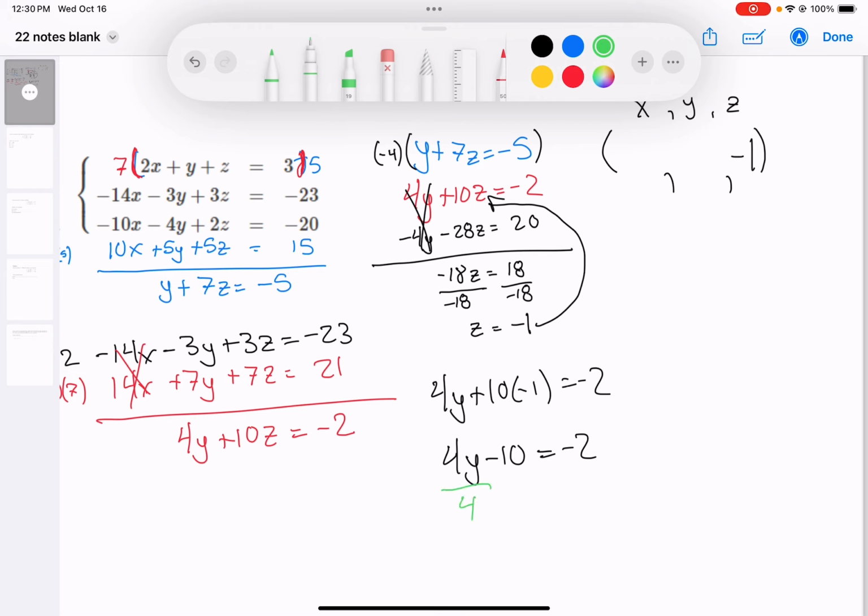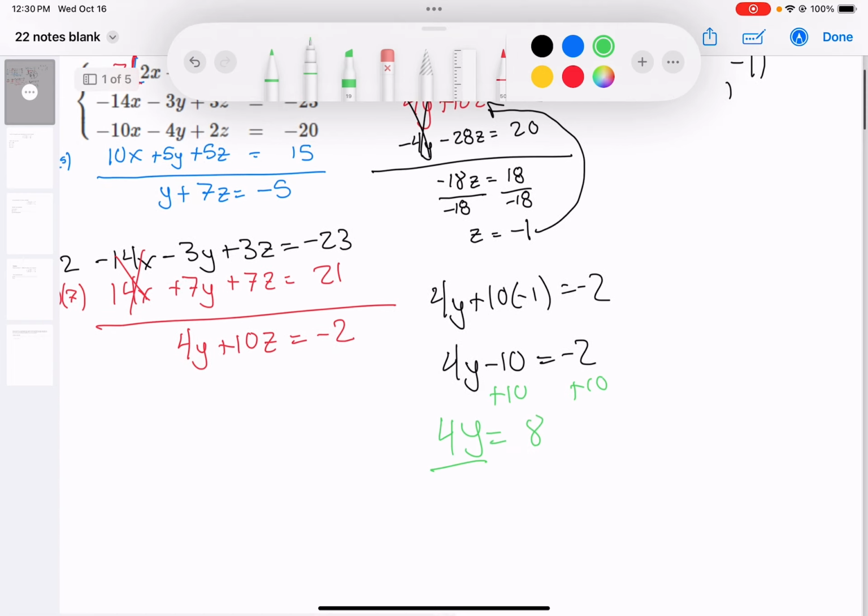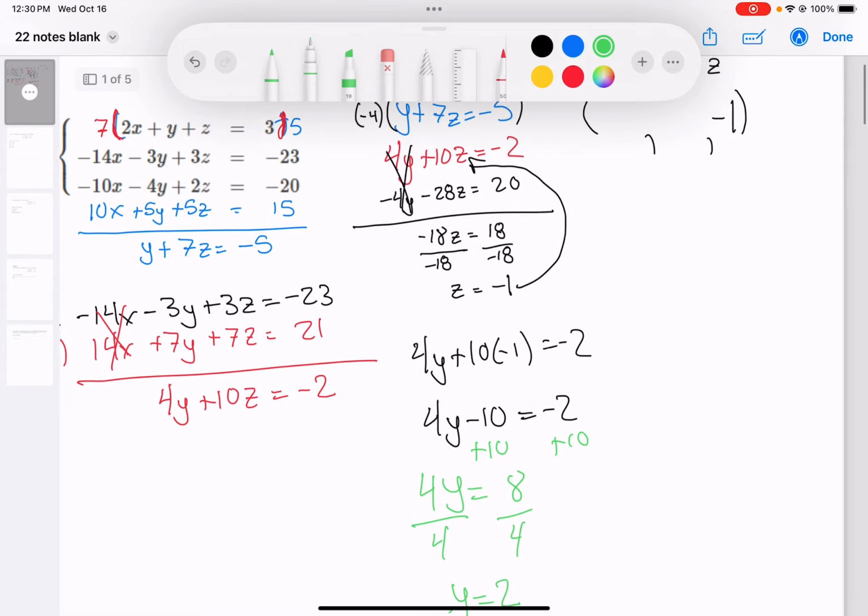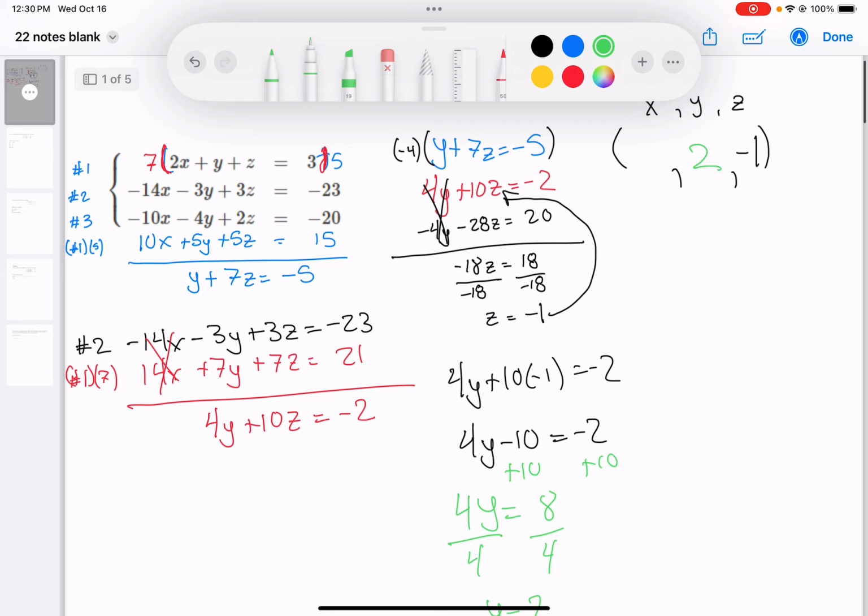I'm going to divide by, well, not divide yet. I'm going to plus 10, y equals 8. Oh, 4y. Divide by 4, y is going to equal 2. And so in my answer, I can put my 2 up here.